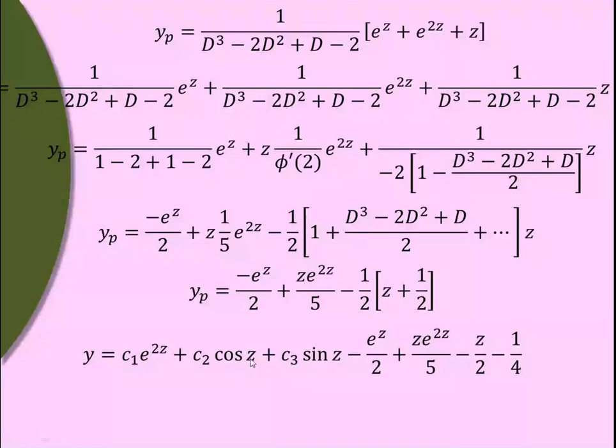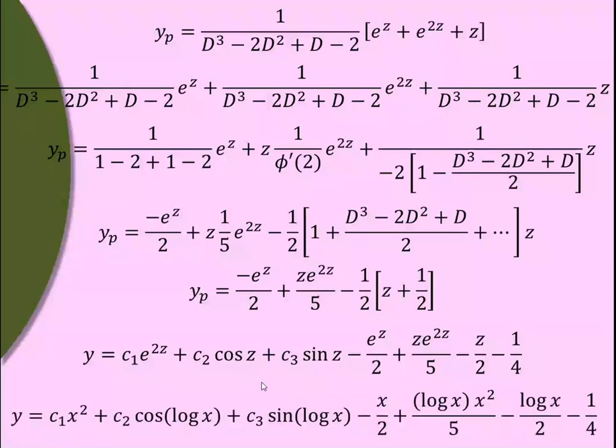Replace z by log x. So the answer will be c1 x square plus c2 cos log x plus c3 sin log x minus x by 2 plus, z is log x, this will be x square by 5 minus log x by 2 minus 1 by 4.